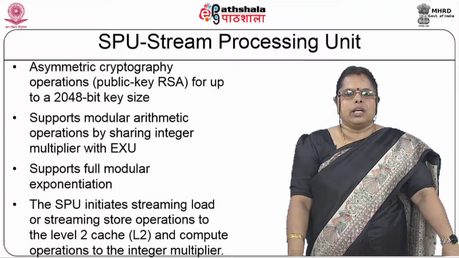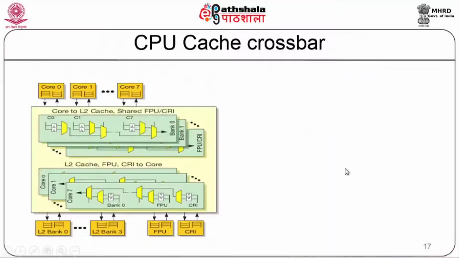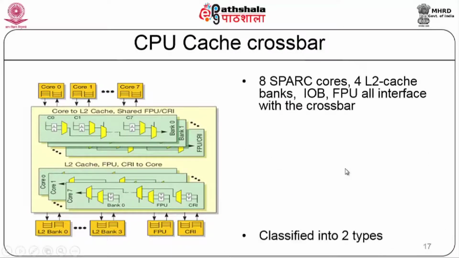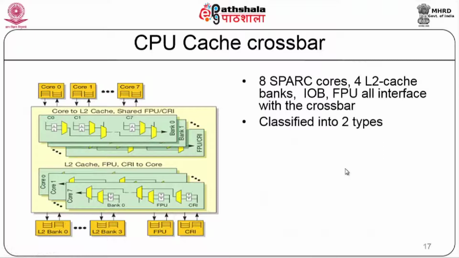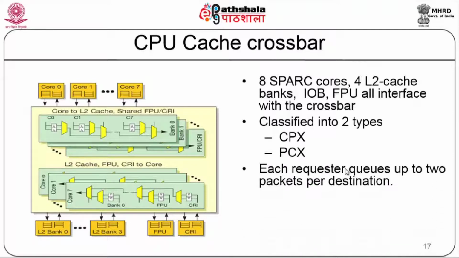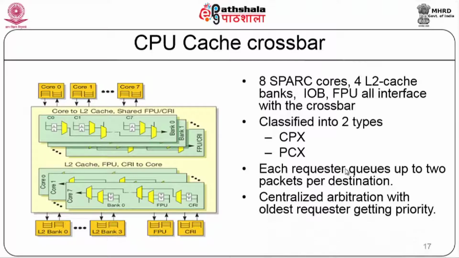The CPU initiates streaming load or streaming store operations to the level 2 cache, L2, and compute operations to the integer multiplier. So if you look at the CPU cache crossbar here, you can see that the various cores of your SPARC processor, the UltraSPARC processor or the Niagara, are connected to your L2 cache through the crossbar. So you have 8 SPARC cores, 4 L2 cache banks, and IOB and floating point unit all interface with only the crossbar. And this is basically divided into two types, CPX and PCX, depending on whether you want to take data into the cores or you want to take data out of the cores.